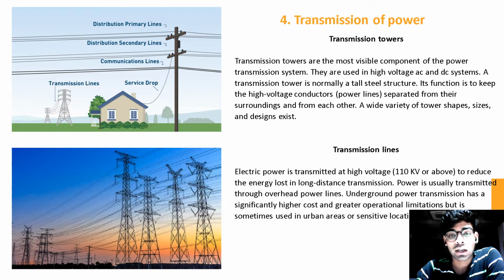And now we have transmission lines. Electric power is transmitted at high voltage to reduce the energy lost in long distance transmission. Power is usually transmitted through overhead power lines. Underground power transmission has a significantly higher cost and greater operational limitations, but is sometimes used in urban areas or sensitive locations.